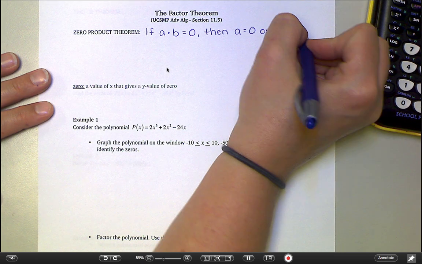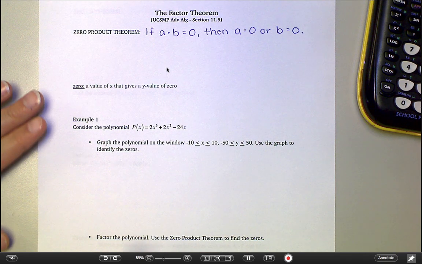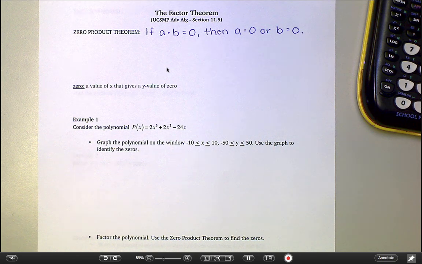Essentially, that's saying that if two things multiply to make 0, one of them has to equal 0. That's the only way to get 0 from multiplication, is to actually multiply by 0. Okay? And that's going to be important when we get into the actual factor theorem. But for now, let's just write that down so we have it to refer back to.